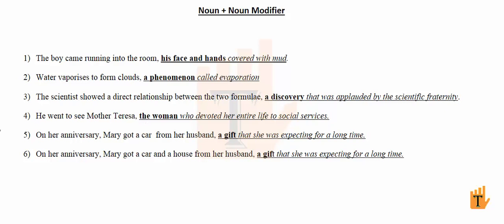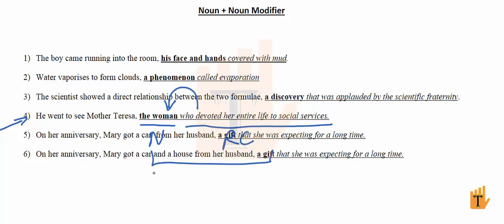He went to see Mother Teresa, the woman who devoted her entire life to social services. So here you have the noun, and you find a relative clause which is a modifier for the woman, and together it modifies Mother Teresa, a particular noun in the previous clause. So a noun plus noun modifier can either modify a noun in the previous clause or the entire clause itself. The noun could be the subject, or maybe a noun in between, or maybe the last noun. You can say the immediately preceding noun to this noun plus noun modifier.